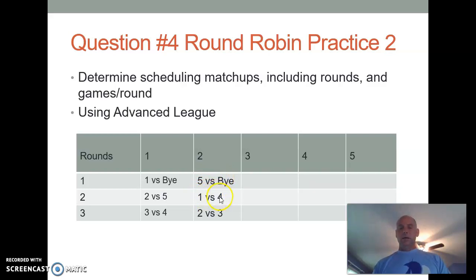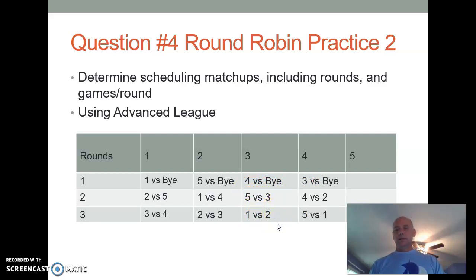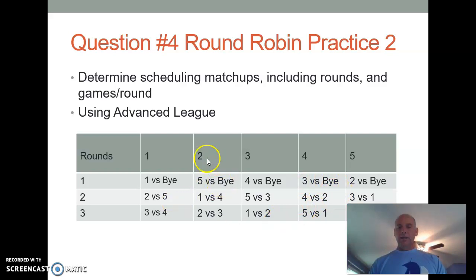1 has 4, 2 has 3. And then we have 4 has a bye, 5 plays 3, 1 plays 2. And then it works its way all the way across so that we can see the different rounds and how everybody is going to be playing. Okay. Now when we look at these rounds, we might have to adjust it into what days those are going to fall on. Okay.